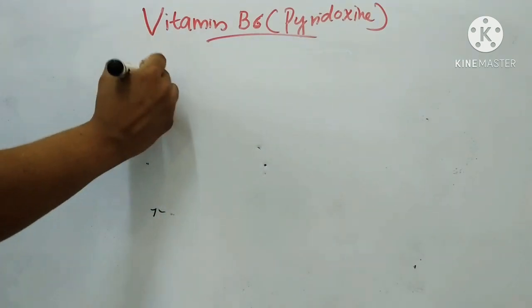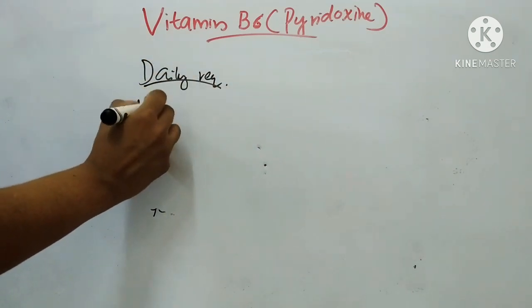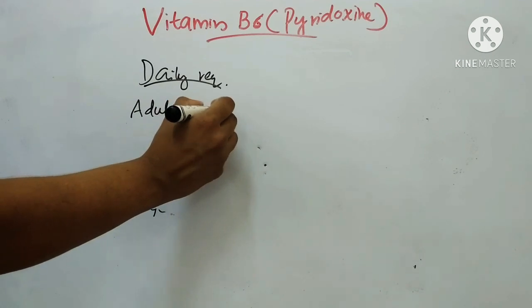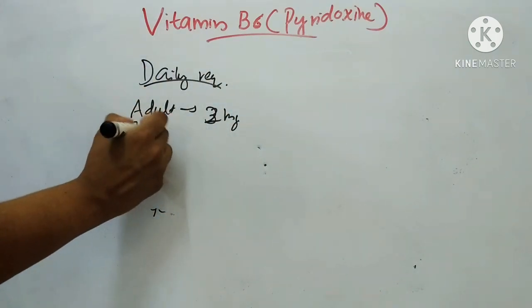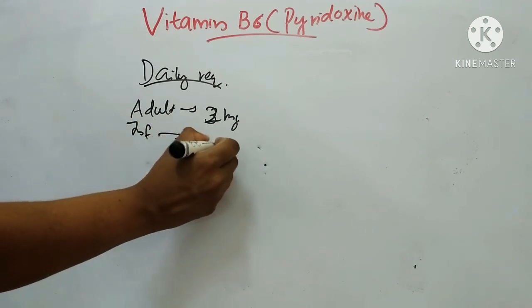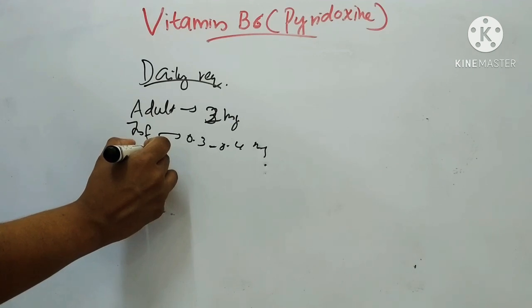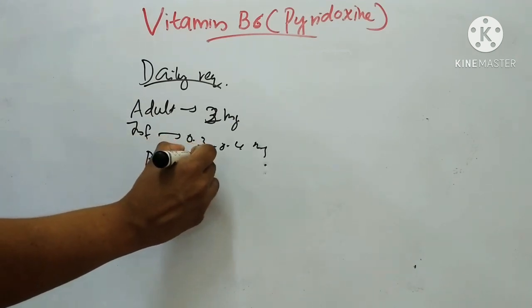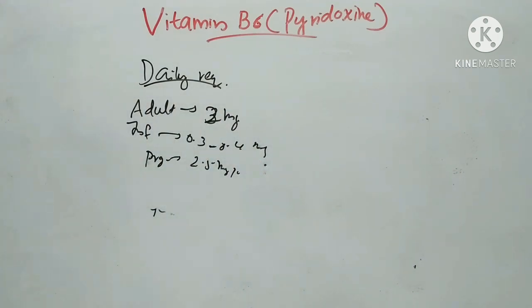Next is daily requirement. Daily requirement for an adult is about 2 mg per day. In infants, it is 0.3 to 0.4 mg per day. Then during the second half of pregnancy, it is about 2.5 mg per day. So this is about vitamin B6.